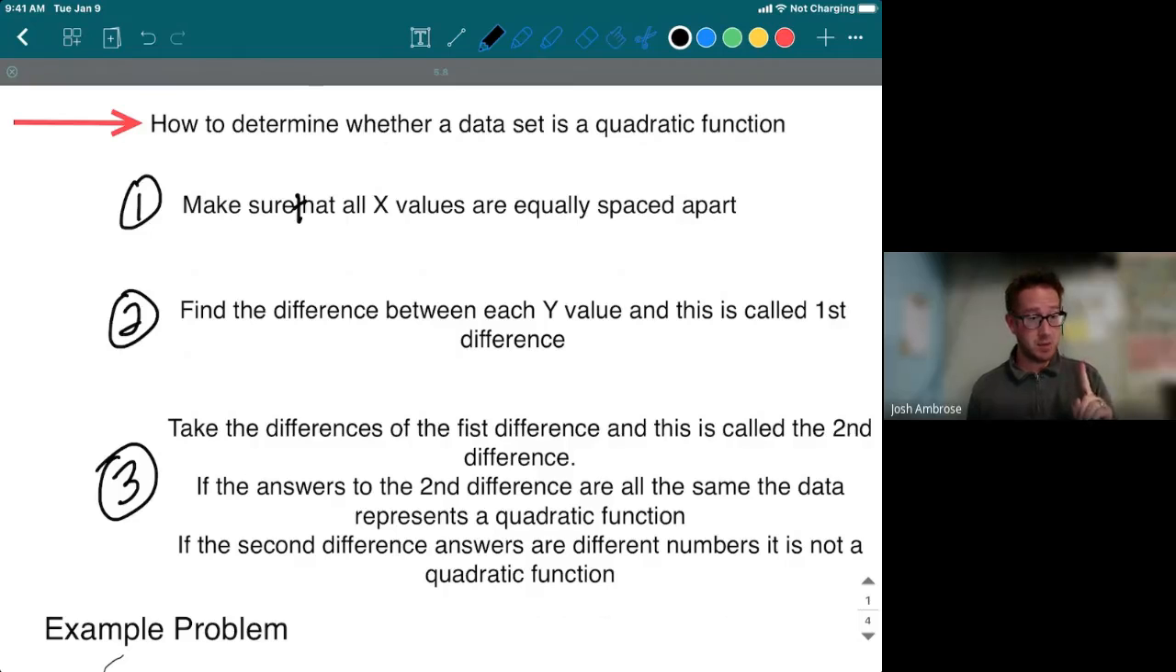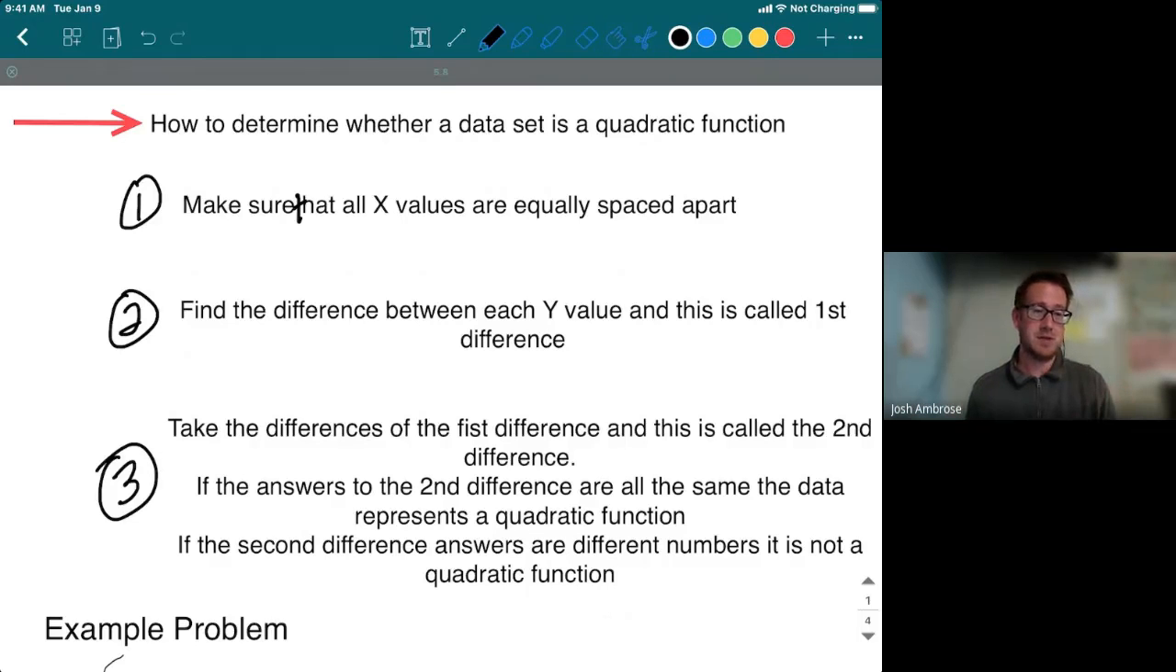So that's step 1. Make sure every x value is equally spaced apart. If the x values are, move on to step 2. Then you're going to find the difference between each y value, and that is the first difference. Take every y value, find the difference between. That just means subtract. You would take the second y value minus the first, find that difference. Then the third y value minus the second. You're going to do that all the way through, find the first difference.